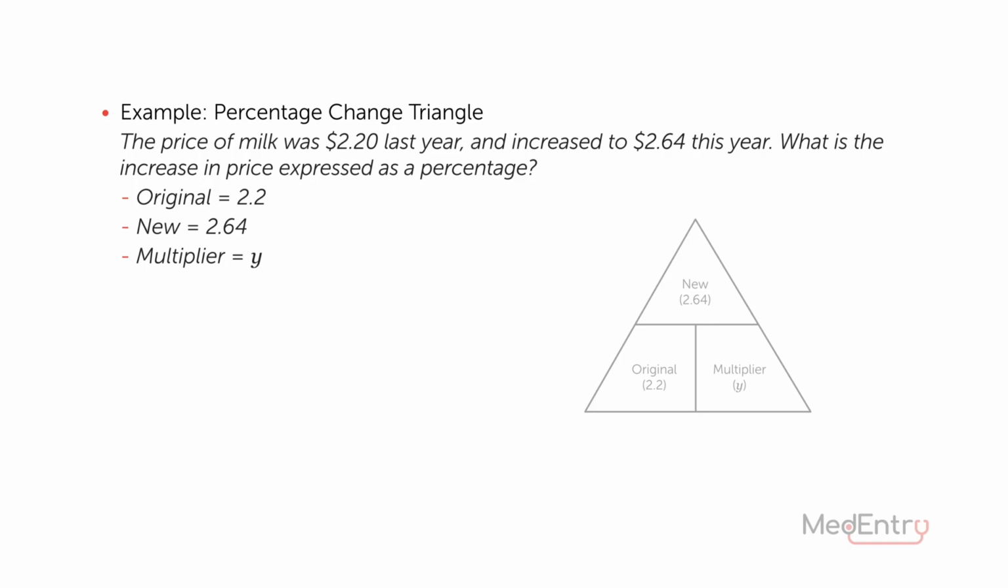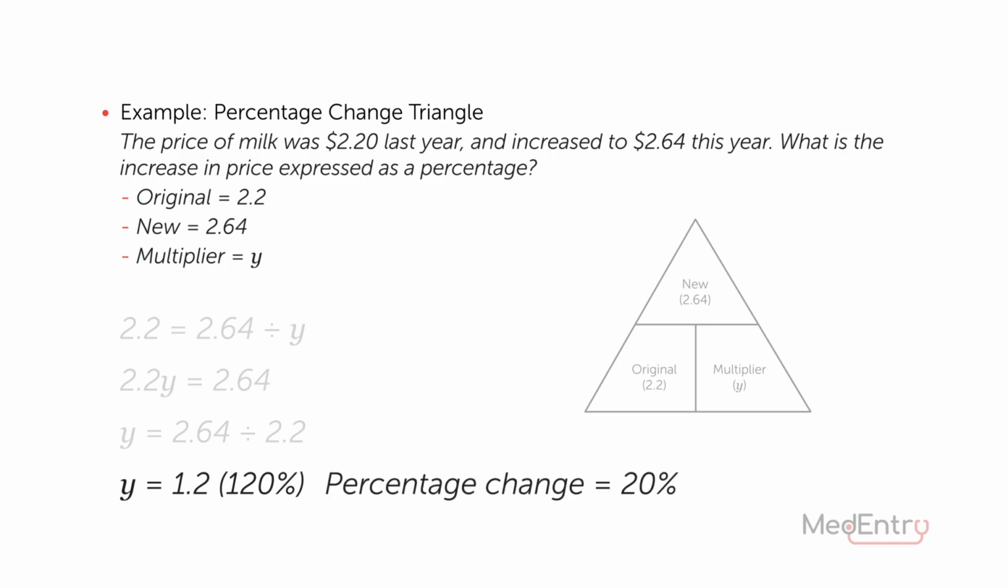work out. So if we call the unknown multiplier y, the equation becomes 2.2 equals 2.64 divided by y. Rearranging the equation, we get 2.2y equals 2.64, and finally y equals 2.64 over 2.2, so y equals 1.2. Expressed as a percentage, this is 1.2 times 100, or 120%. As this is 20% more than our original of 100%, the percentage change is 20%.